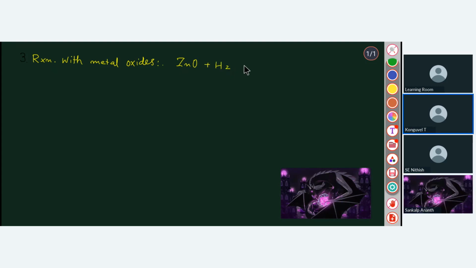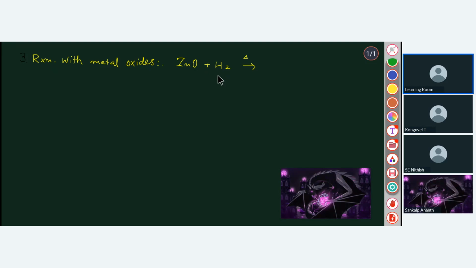Sir, this won't work. Why not? Because zinc is more reactive than hydrogen. No, it is not just that. If it was hydrochloric acid and here it was zinc, then we would see the reactivity. But actually, here it is only hydrogen gas.